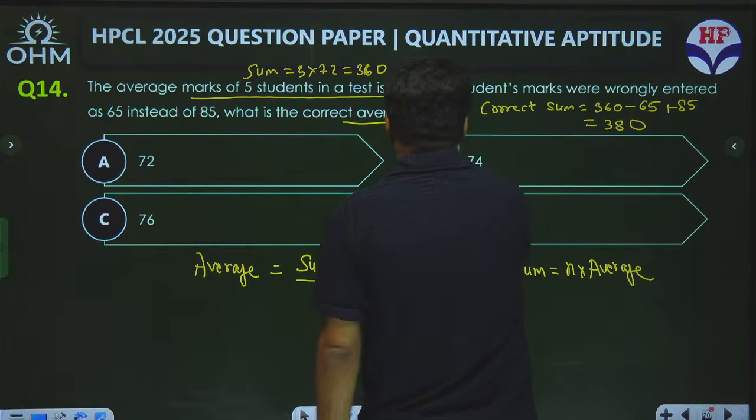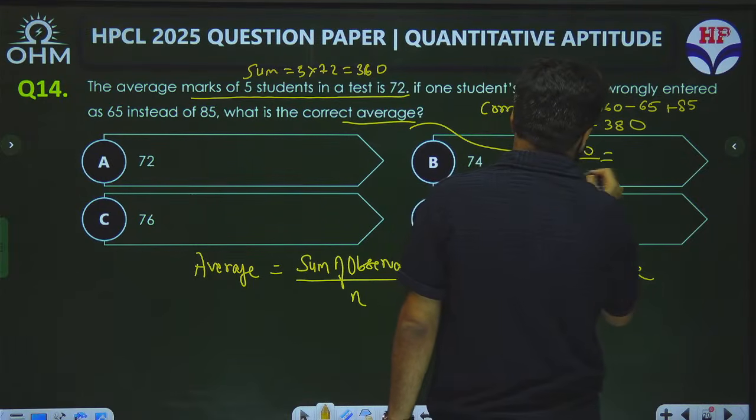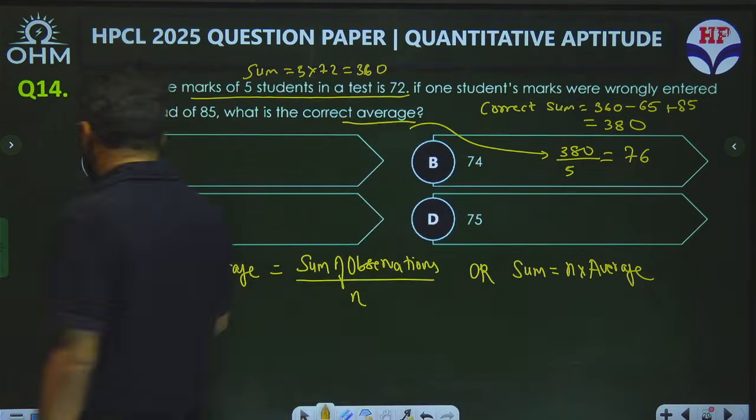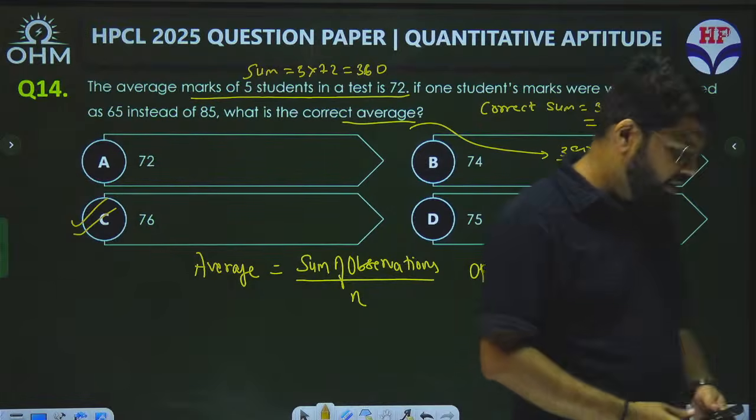So what is the correct average then? The sum divided by the number of observations. This will become how much? 380 by 5, it cancels to 76. Option number C. That is the correct average. Option number C it is going to be. Okay.